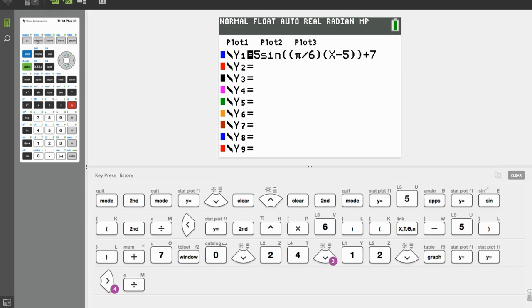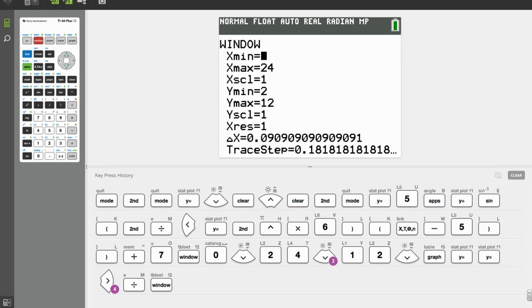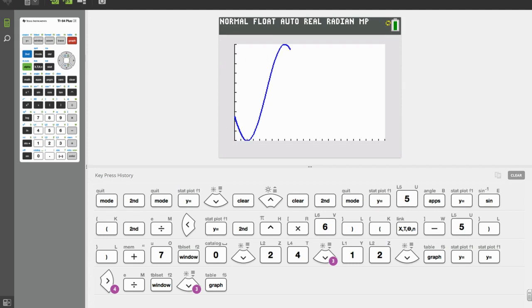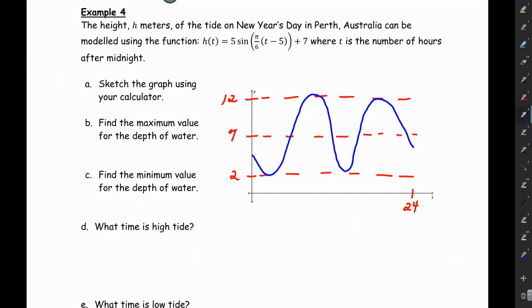So we'll go to our window. We'll enter in 0 for our x-min. The x-max is 24. Scale of 1 is fine. The minimum value is 2, maximum value is 12, and the y scale of 1 should work. We'll go to graph. And now we'll get an idea of what our graph should look like between 0 and 24. And let's go ahead and sketch that in our notes.